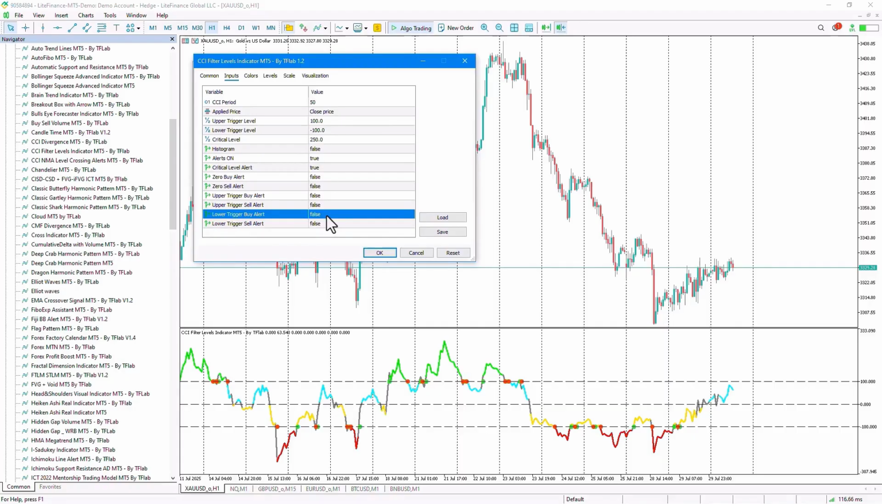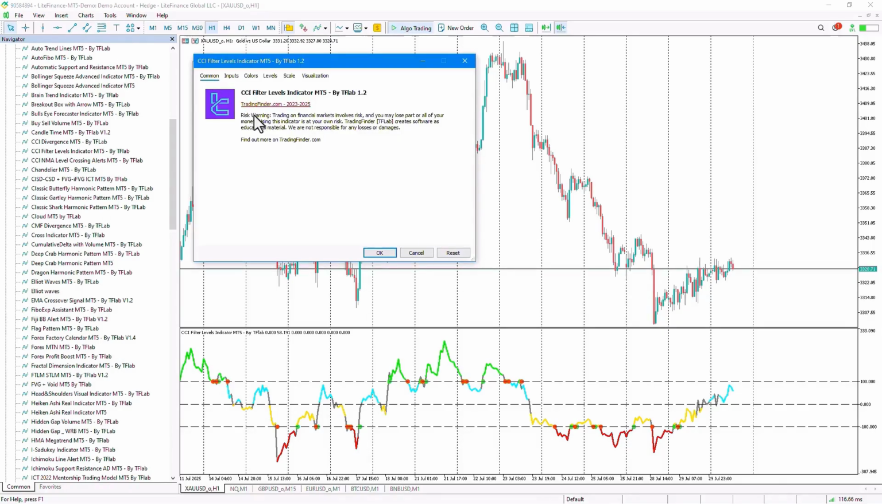In the next section, we can also specify the status for the lower trigger level, so that when it exits the lower trigger level, an alert is issued for us as a buy signal. And finally, in the last input, we can set it so that when the oscillator line enters the negative trigger level, an alert is issued for us as a sell signal, and we can enable or disable these statuses.